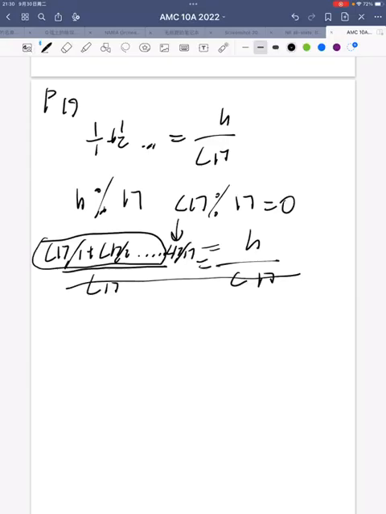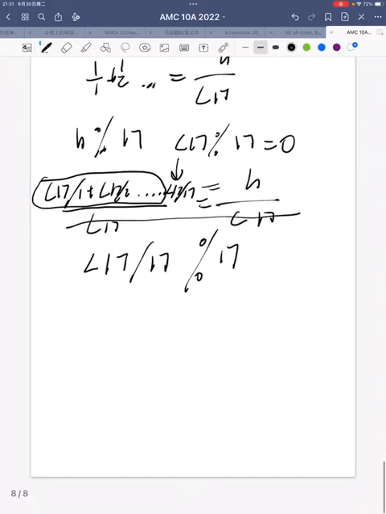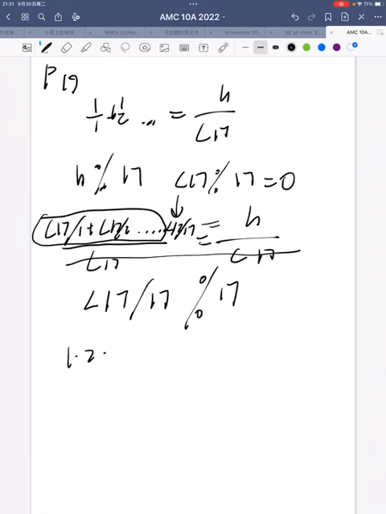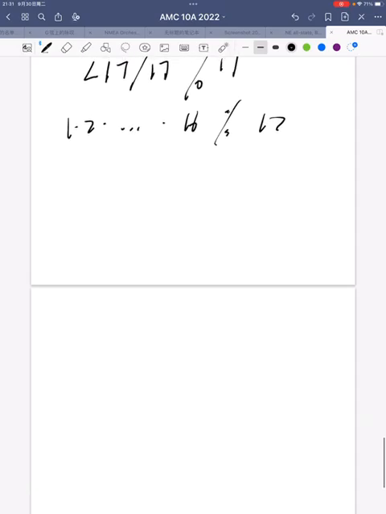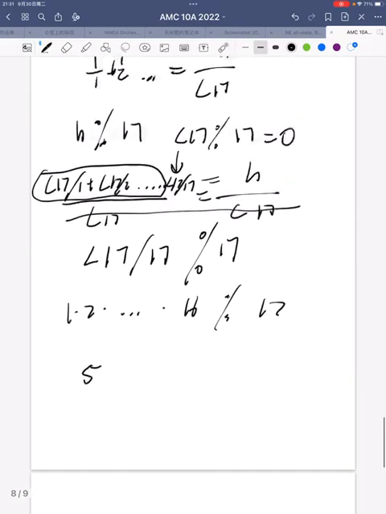But only in the last case, 17 is divided out. So we only need to find 17! divided by 17, we only need to find that mod 17. So basically, it's 1 times 2 times ... times 16 mod 17. We just use some modular arithmetic, and it is easy to find. I believe 5 is the answer after some simple modular arithmetic.